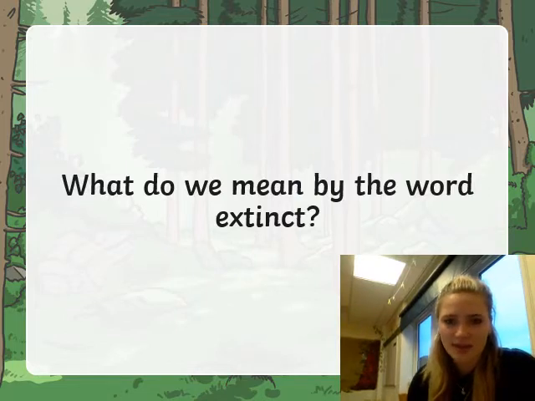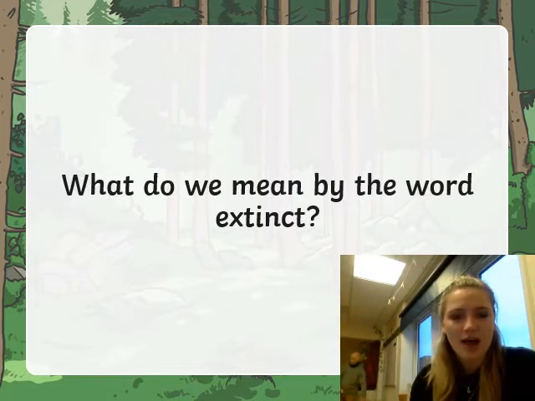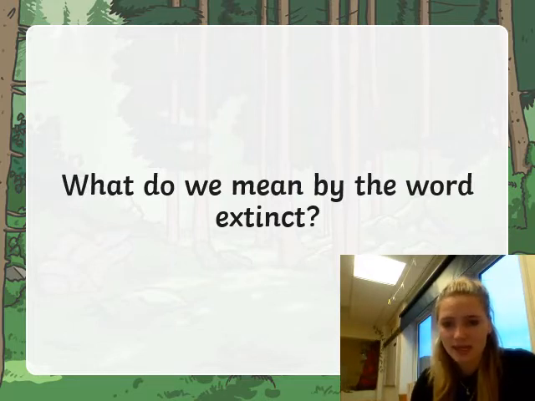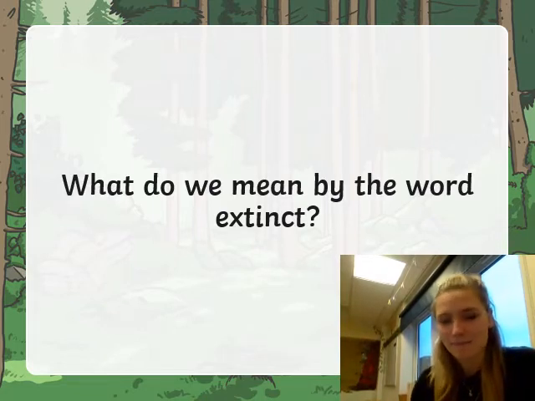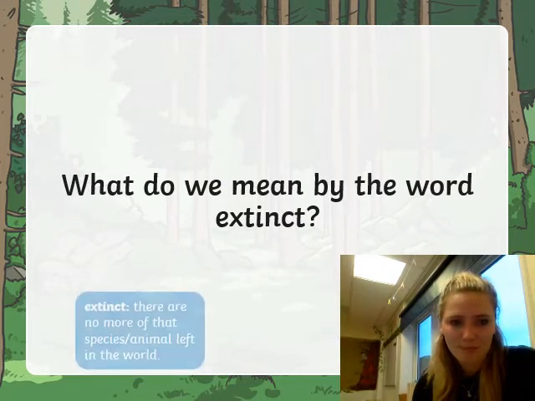So now I want you to think about this word extinct and have a think about what this word could mean. So in your books, can you write a sentence to say, I think the word extinct means, and then tell me about what you think it means. Once you have done that, press play and we'll see if you've got the same idea.